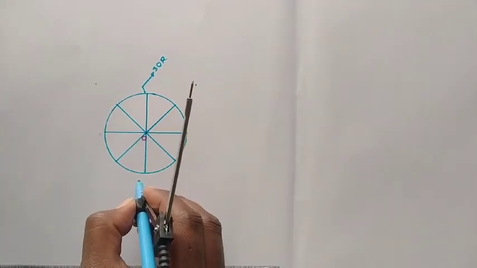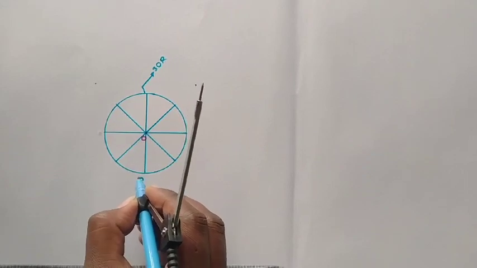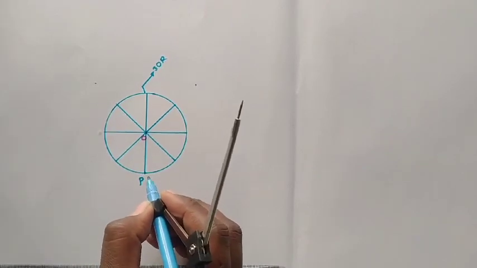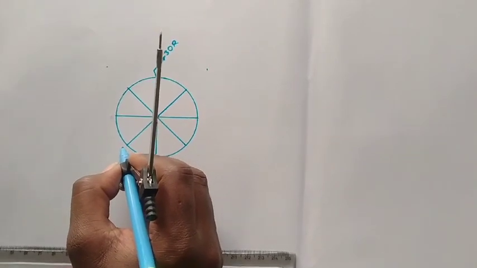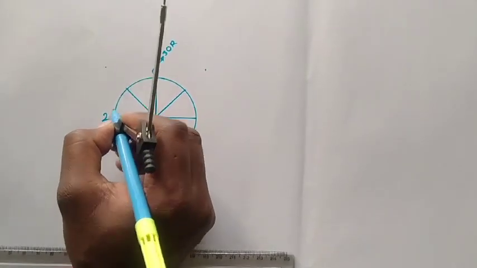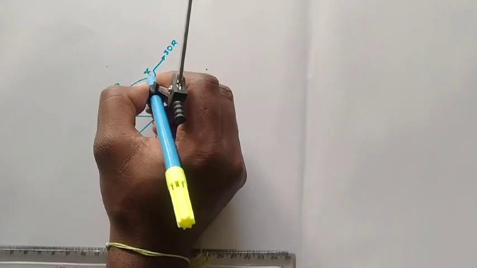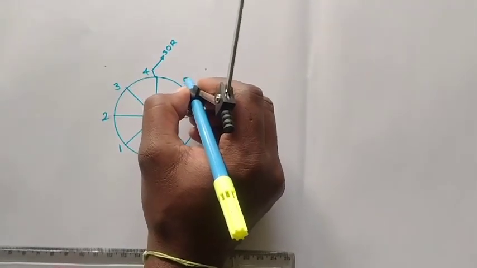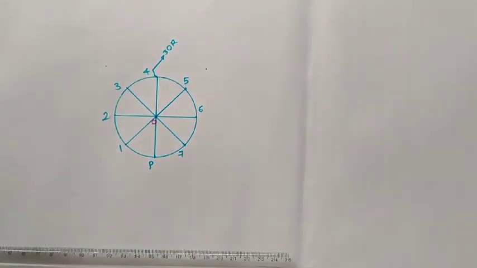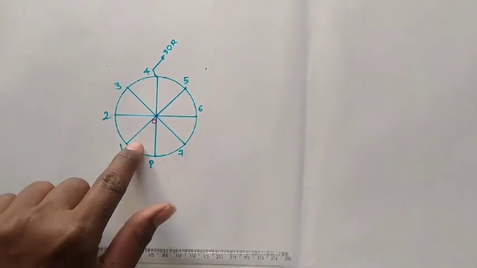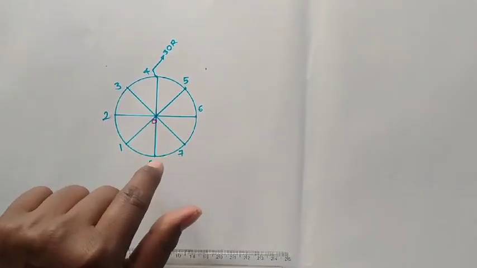A point P lies at the bottom side of the circle. Let this be the point P. Next, name the individual parts. This is 1, this is 2, this is 3, 4, 5, 6, and finally this is 7. We have 8 equal parts, 1 2 3 4 5 6 7, and this is the 8th part.